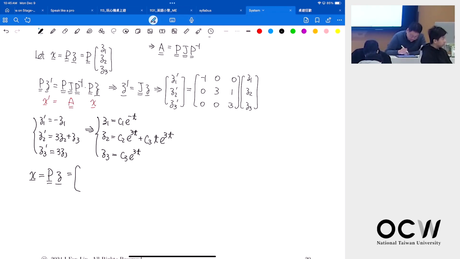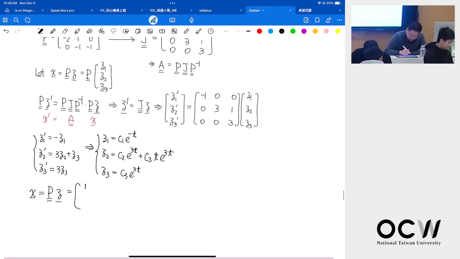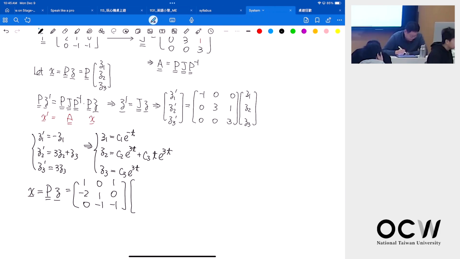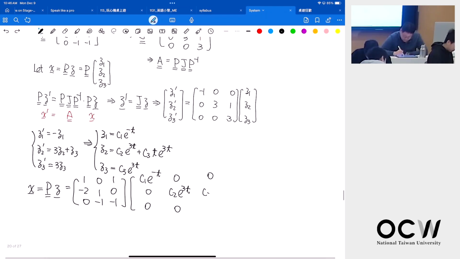What is your P? 1, 1 minus 2, 0, 0, 1 minus 1, 1, 0 minus 1. And your Z: C1 e to the minus t, C2 e to the 3t plus C3 t e to the 3t, and C3 e to the 3t.